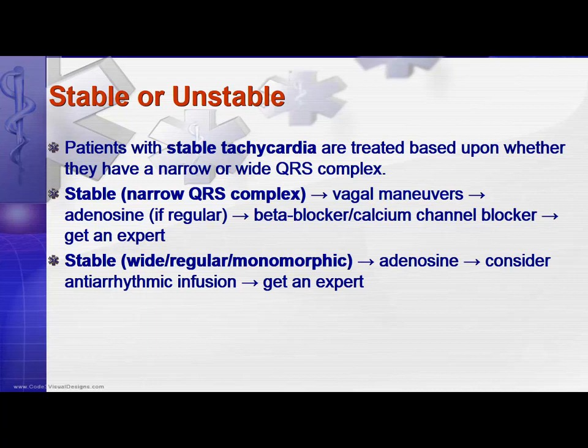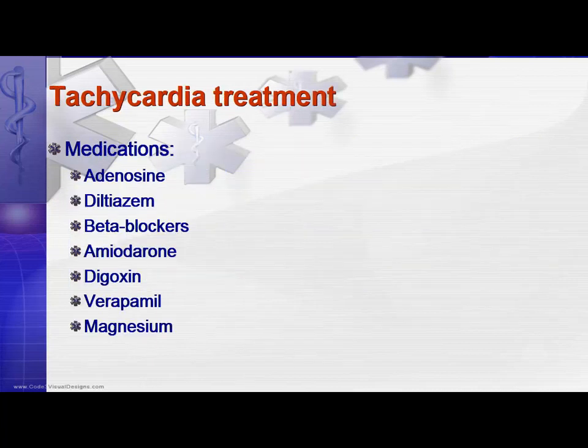If it is a stable, wide, regular, monomorphic rhythm, if you look at your algorithm, it does allow adenosine to be given due to some different originations of these rhythms, but in most cases, you probably are going to want to go with an antiarrhythmic infusion. I've really seen most situations where they try Cardizem before anything else. You've got to be careful with Cardizem, though, because it does cause profound hypotension. So your medications that you may see essentially treating the tachyarrhythmias: adenosine, Cardizem, your different beta blockers.